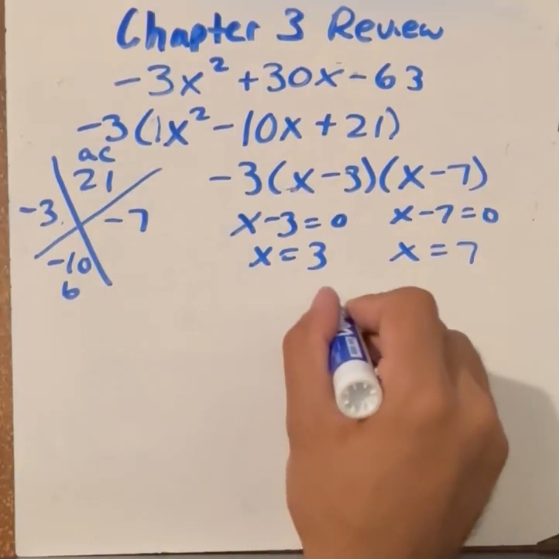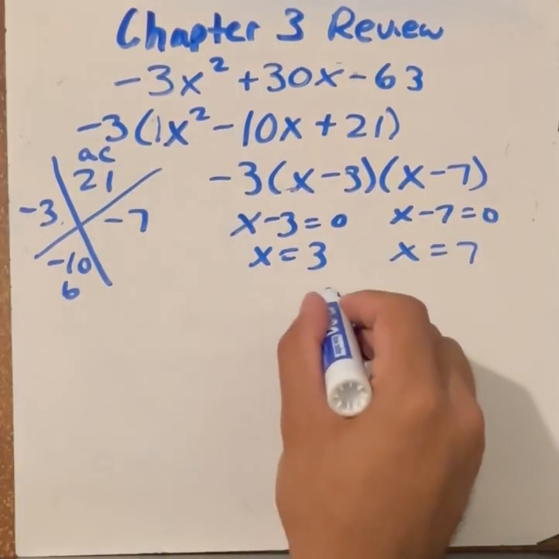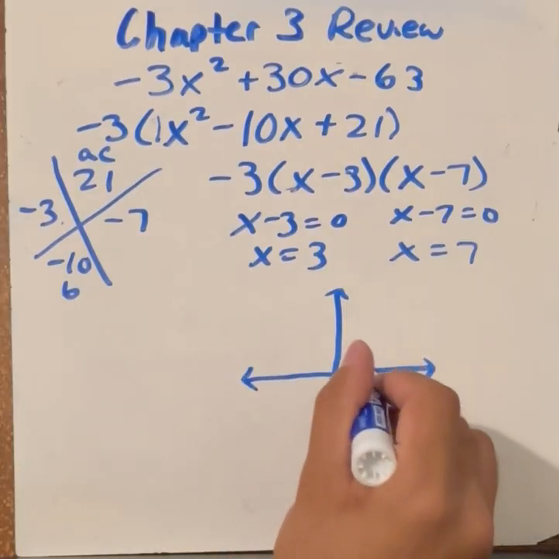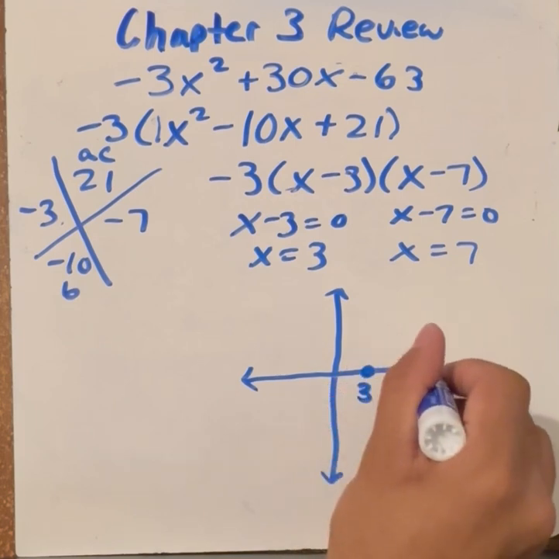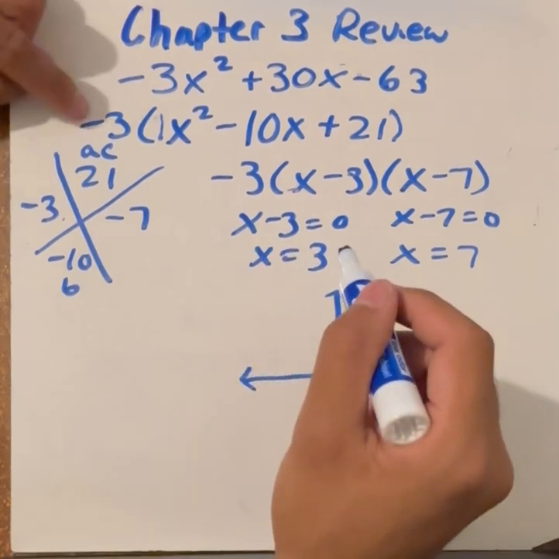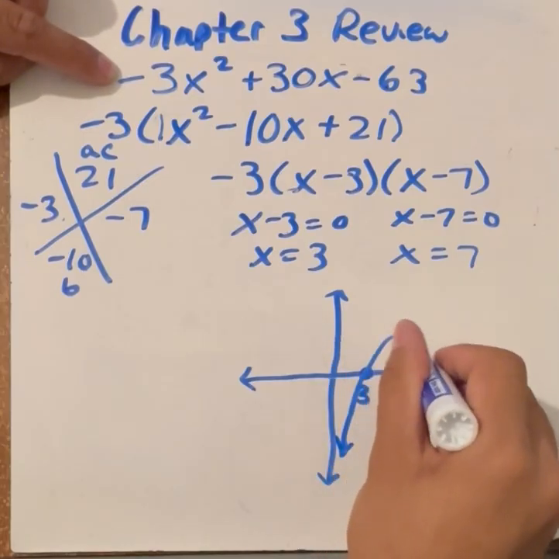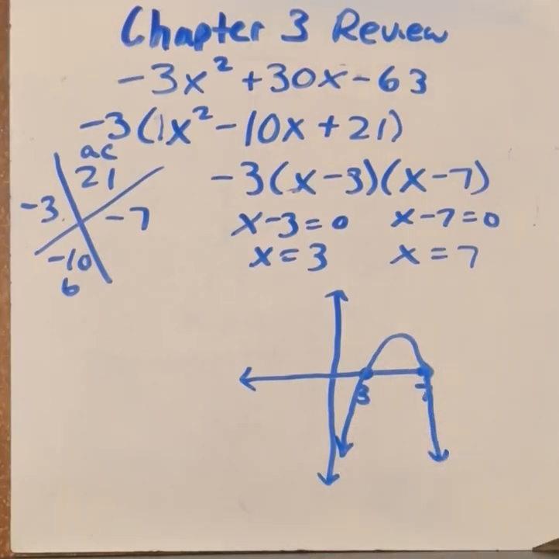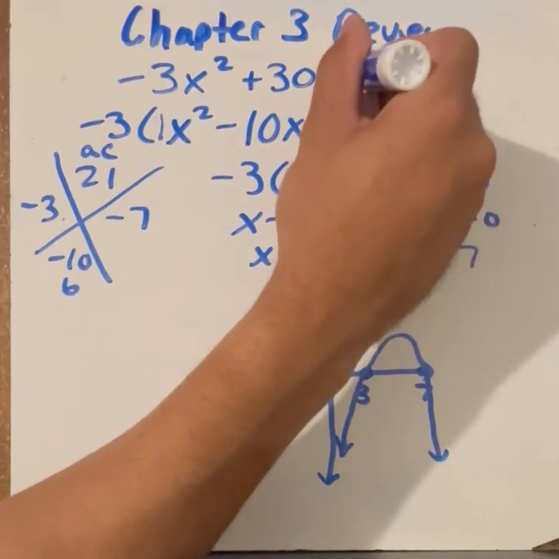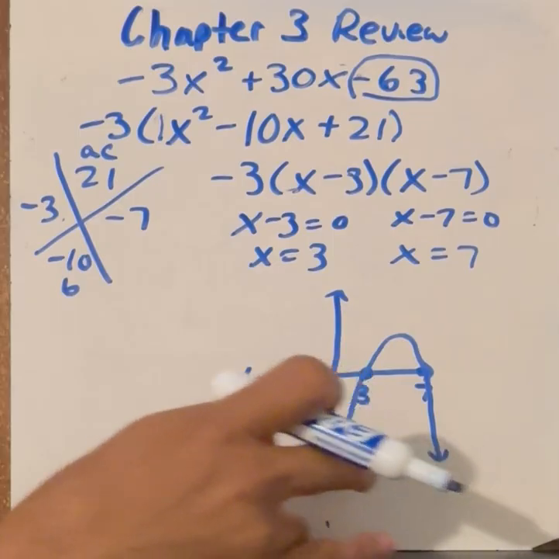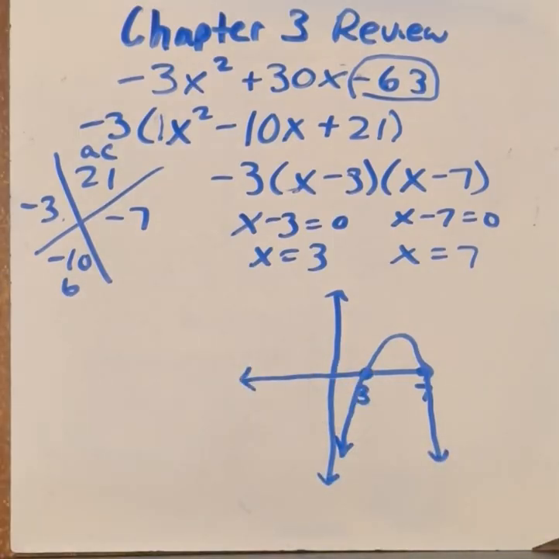Okay, so on a graph, drawing our axes, right? x equals 3 and x equals 7. Okay, notice that the A was negative, so it's going to be opening down, something like that. Okay, if we notice that this was negative 63, then way down here at like negative 63, that's where it would cross our y-axis. Okay, let's take a look at the last question.